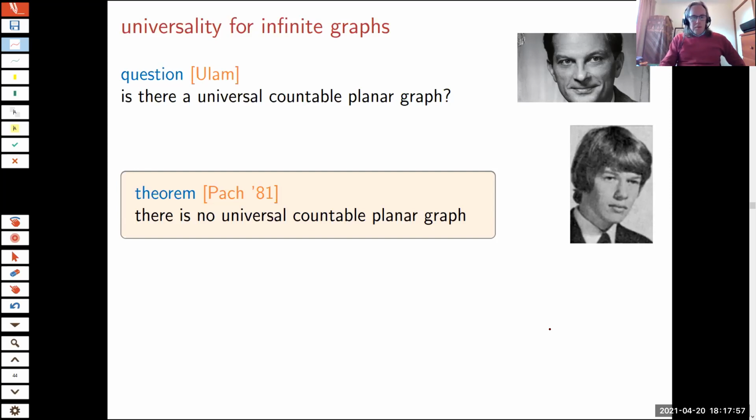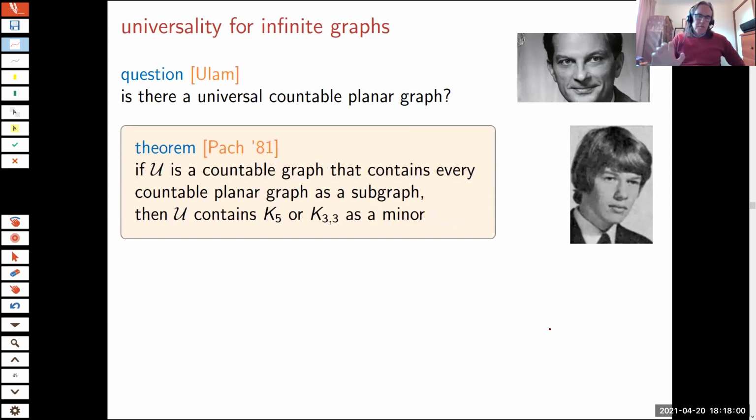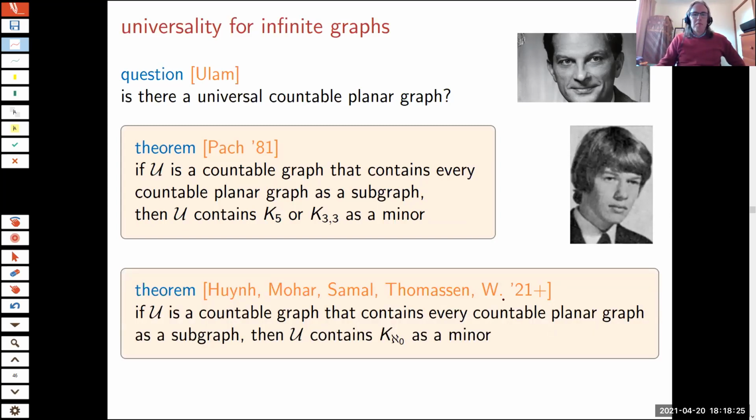Okay, so first of all, we can rewrite Pach's theorem in a long way, and here's a very long-winded statement of it. It says if U is a countable graph and it contains every countable planar graph as a subgraph, then U must contain K5 or K3,3 as a minor. This is the same as saying U is not planar. Now, it turns out that we can prove a much stronger theorem. There's nothing special about K5 or K3,3 here.